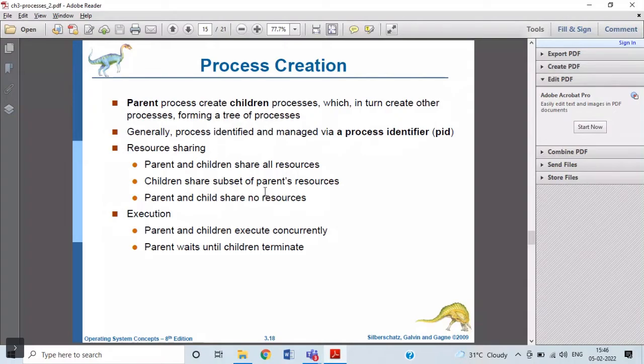Sometimes both the parent and the child will share the resources. Sometimes they won't share the resources, and sometimes the children only share a subset of the parent's resources. And also the execution: under execution, the parent and the children can execute parallelly, and the parent waits until the children terminate. Otherwise, the child processes will be terminated first, and only then the parent will be terminated. So these are some of the basic concepts.